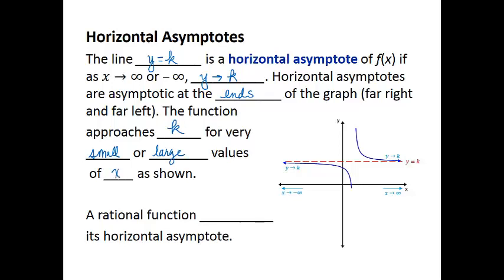So when we say very small values, I'm talking about going down to negative infinity, and very large values obviously going to positive infinity. So we're looking at the end of the graph and how it's approaching or leveling off at this value y equals k. A rational function can cross its horizontal asymptote. The ones that we're actually going to graph in this course most likely will not cross the horizontal asymptote because we're going to use transformations of 1 over x and 1 over x squared, but in general the rational function can actually cross the horizontal asymptote.